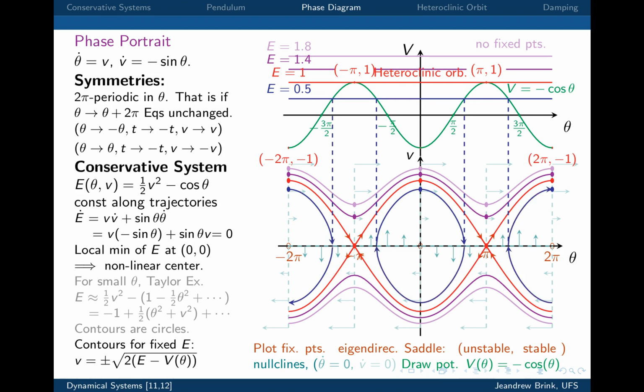And there they are. Now I'm actually managing to put in the arrows. And you can see that the circle actually corresponds to the pendulum just tick-tocking back and forth.